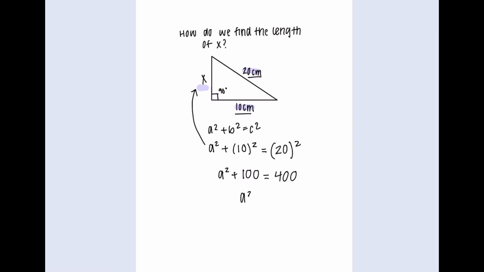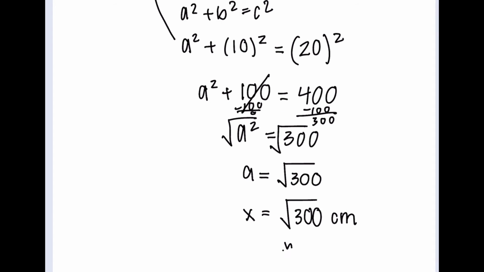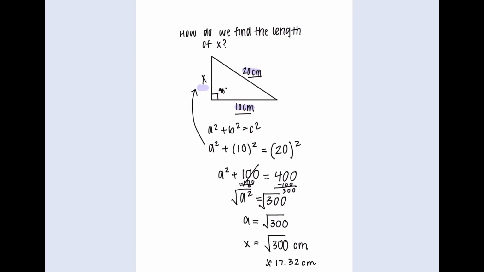So let's first get a squared on one side. 400 minus 100, I'm going to subtract 100 and subtract 100 here. So this 100 cancels out and we're left with 300 on the right side of the equal sign. But now we have a squared equals 300. This is not complete. In order to get rid of the square on the a, we just square root both sides. The square root gets rid of the power of 2, so we're left with a equals the square root of 300. And so x is equal to square root 300 centimeters. You can leave it like that, but if you want to figure out what that is in decimal form, the square root of 300 is about 17.32 centimeters, if you want to be exact. So we have now solved for the missing side of the triangle, and its missing side is 17.32 centimeters, just approximately.